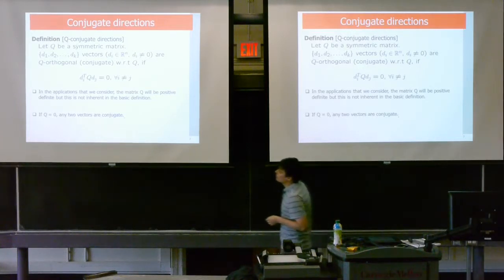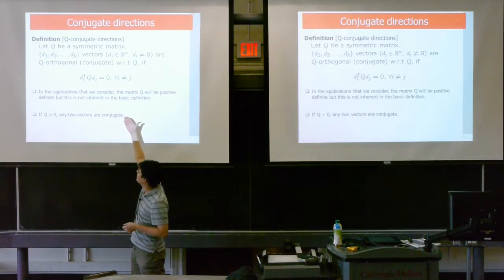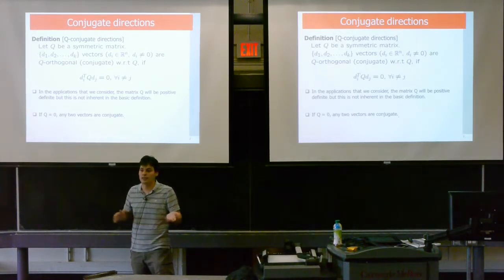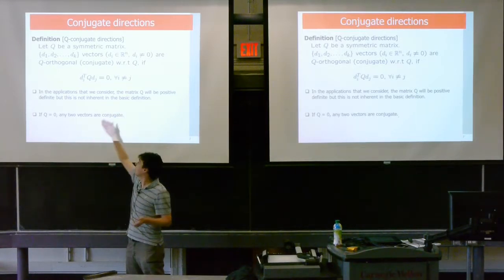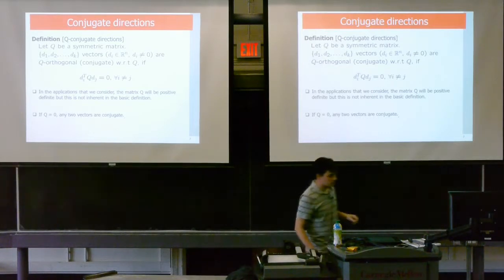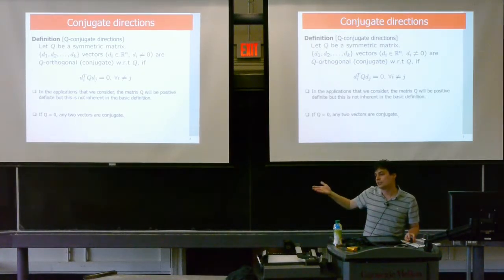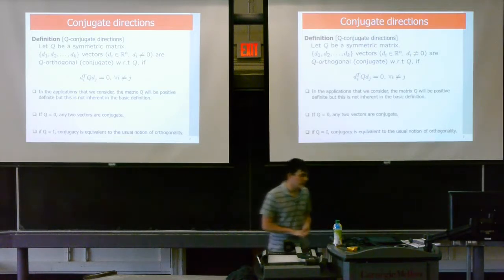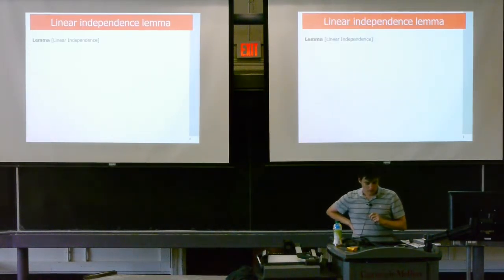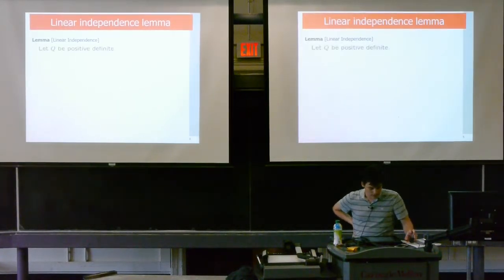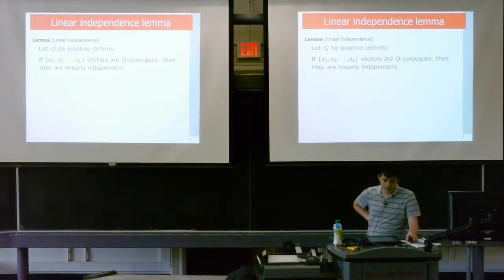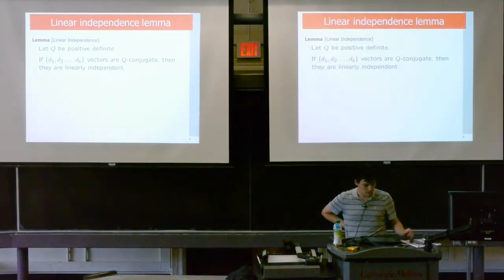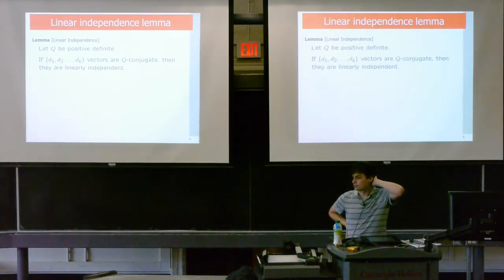Some special cases. If Q is a zero matrix, then any two vectors are conjugate, because the generalized inner product would be 0. Another special case: if Q is the identity matrix, then it's equivalent to the standard notion of orthogonality. One important property that we will use a lot is called the linear independence lemma. If Q is positive definite, and d1, d2, and so on, dk are Q orthogonal or Q conjugate, then they are linearly independent.